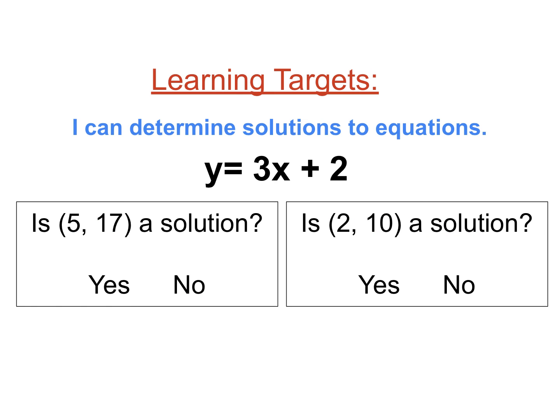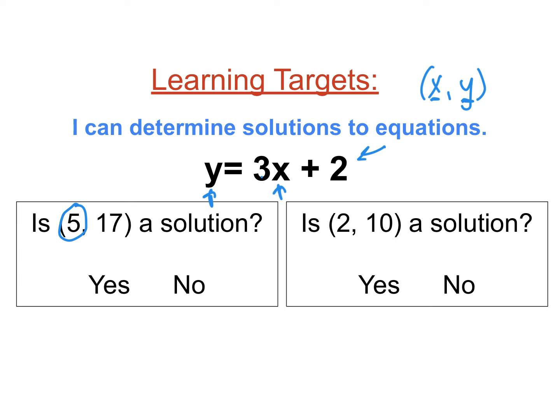All right, the next learning target is to determine solutions to equations. So this here is an equation. In my equation, I have an x and I have a y. Just like an ordered pair has an x and it has a y, we're going to plug these parts of the ordered pair into this equation to see if it is true or false. So I'm going to take this 3x plus 2, and instead of x, I'm going to put 5 there.